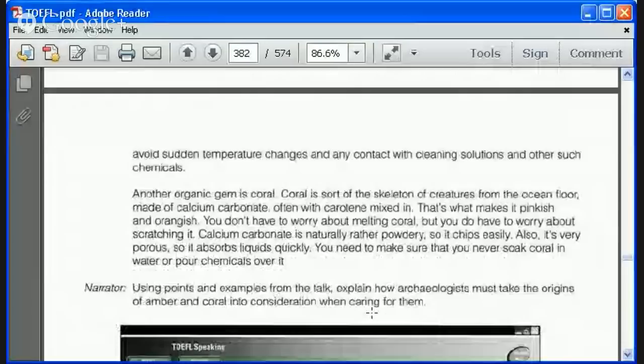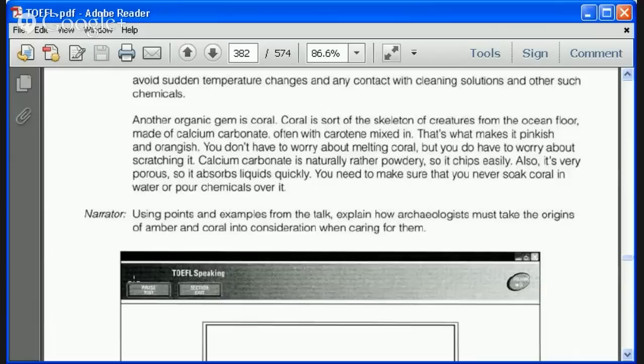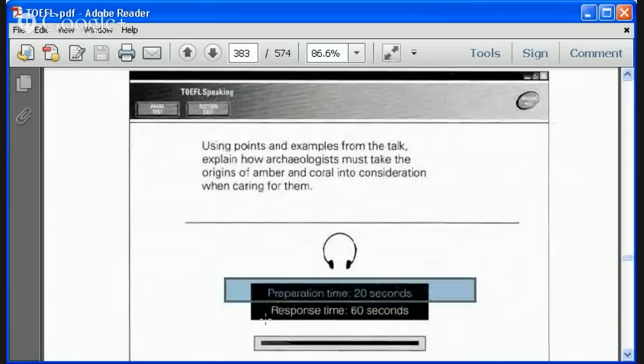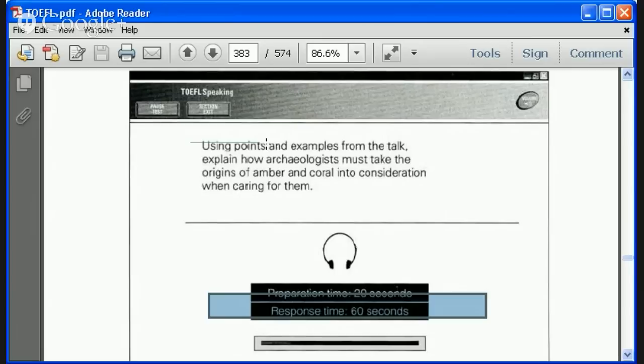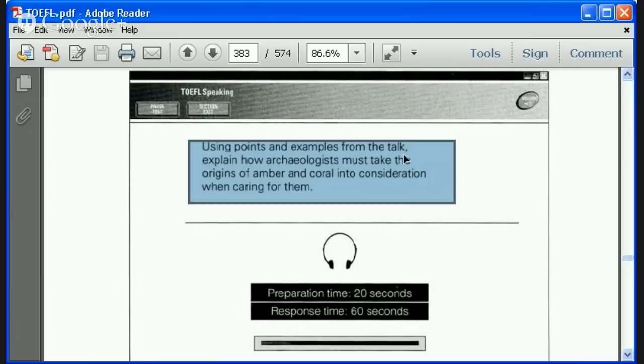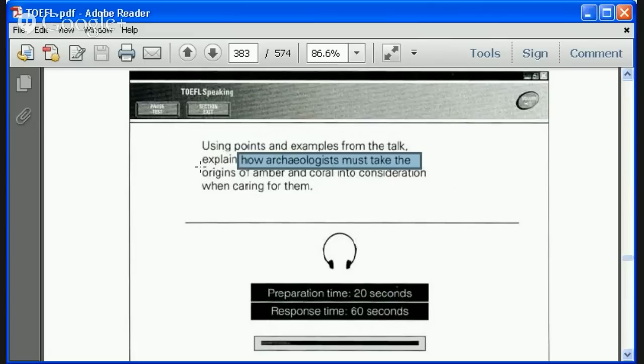Using points and examples from the talk, explain how archaeologists must take the origins of amber and coral into consideration when caring for them. All right, now you'd see the screen like this. You'd have 20 seconds preparation time, 60 seconds speaking time. Make sure we understand the question. What are we being asked to do? Using the points and examples from the talk, explain how archaeologists must take the origins of amber and coral into consideration when caring for them.